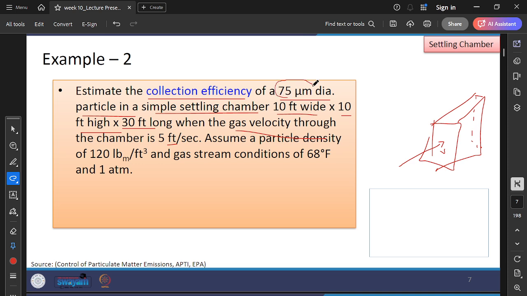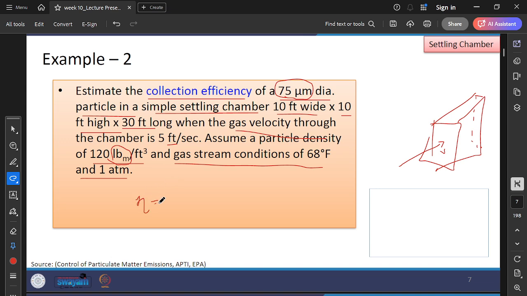The diameter of the particle is in meter, so convert that also to feet. That you have to take care every time. Here you can see the particle density is 120 pounds per feet cube. So here it's in feet cube, but it is pounds. So kg you can't take anywhere. Everything should be in pound. And the gas condition of 68 degree Fahrenheit and 1 atmospheric pressure they have given. So what they are asking is collection efficiency.